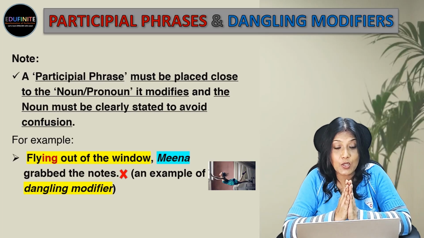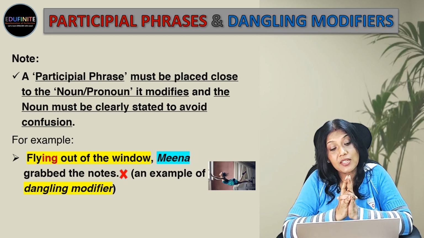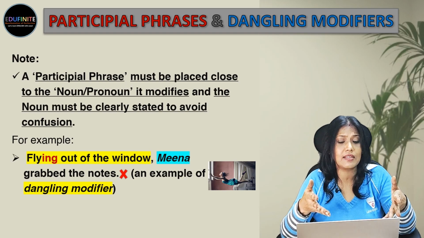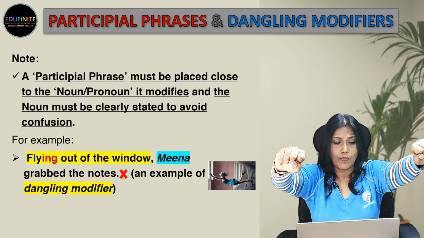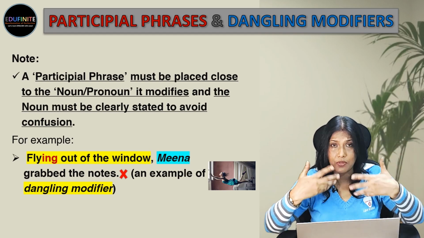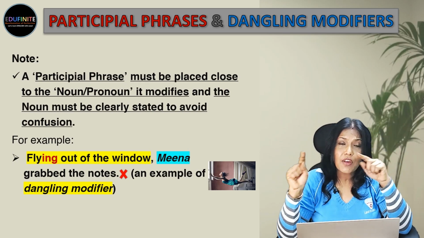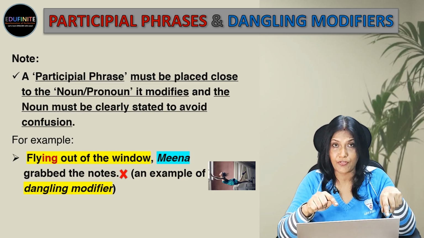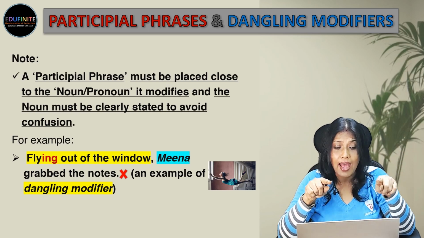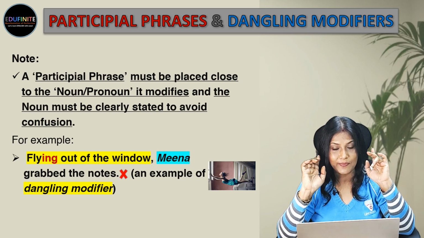Flying out of the window, Meena grabbed the notes. So, what does this mean? Flying, it means, if you just look at this sentence, you'll feel that Meena is flying out of the window. But it doesn't mean that. Meena is not going to fly out of the window. The notes are flying out of the window and Meena has grabbed them. So, we have misplaced the participle phrase, and since this is misplaced, confusion is created, and this type of misplacement is known as dangling modifiers.